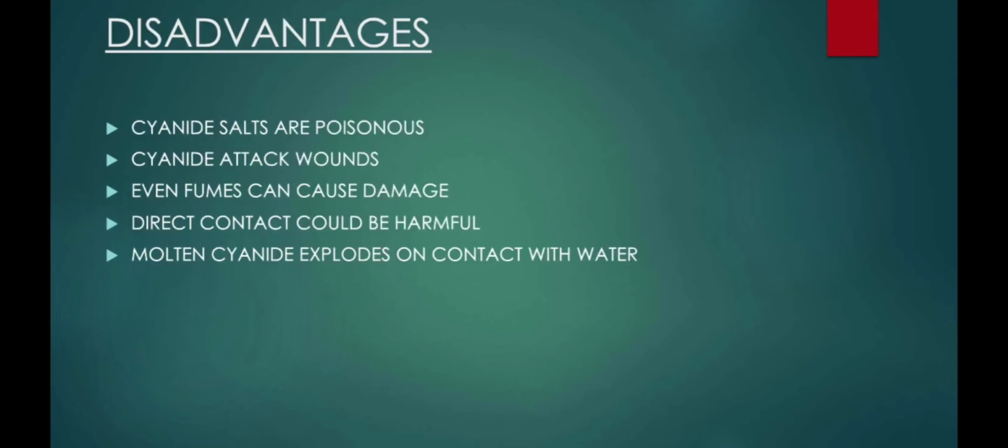The main disadvantages of using the cyaniding process are that cyanide salts are really poisonous. If it enters our bloodstream, it deprives our blood cells of oxygen and leads to malfunction of the heart or brain damage. Cyanide attacks wounds. Even fumes can cause damage. Direct contact could be really harmful. Molten cyanide explodes on contact with water.